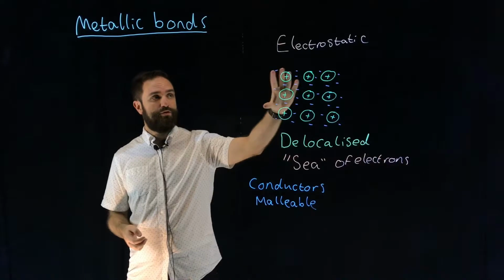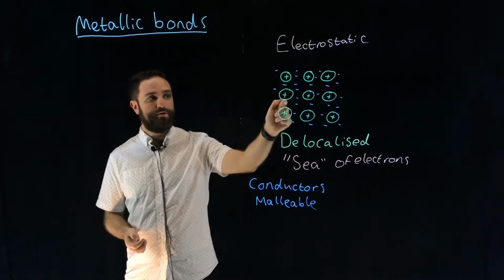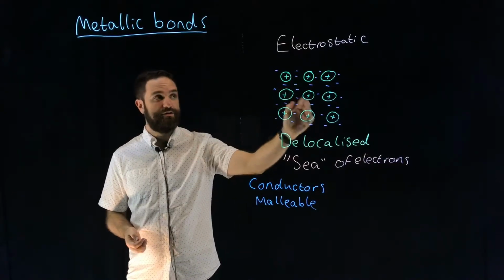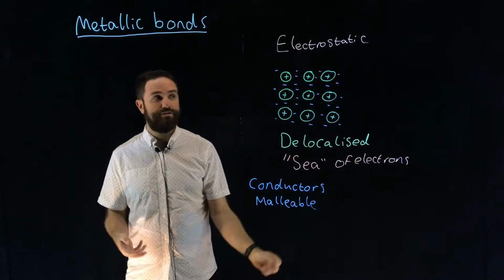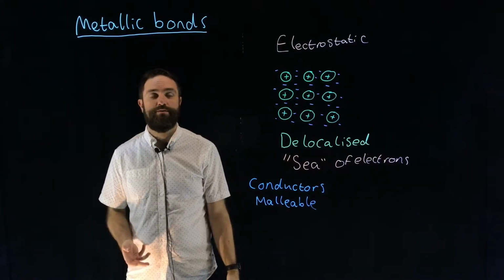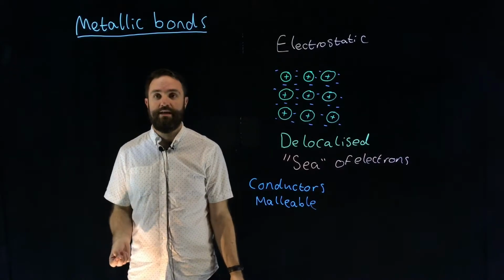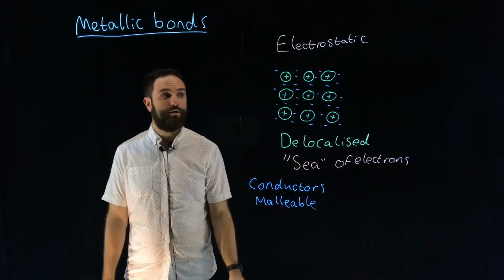For example, I've drawn here what a metallic structure would look like. It is many positive metal ions in layers, and these are the negative electrons. This electron can go here, here, here, here, here. It can move all the way around, wherever it wants to go. It doesn't live around one particular atom anymore. And the word for that is delocalized.